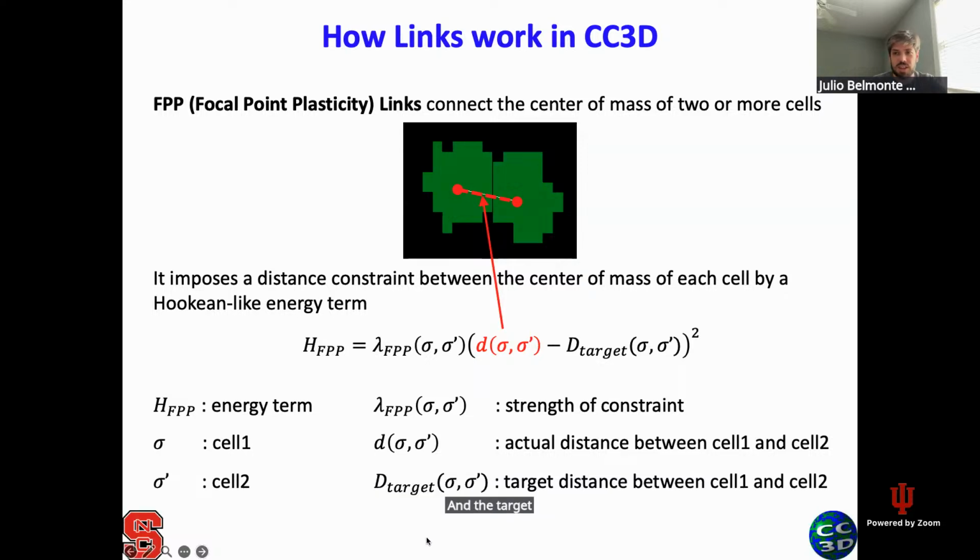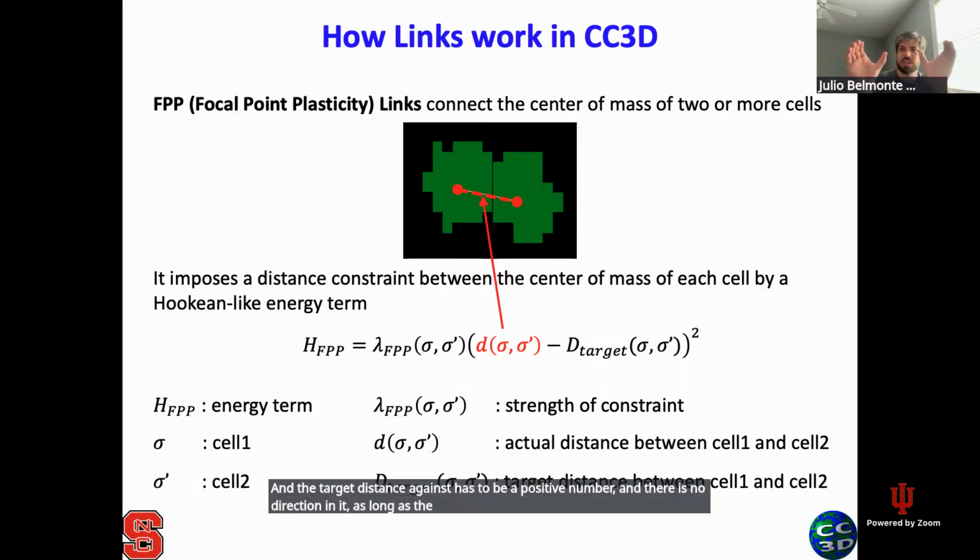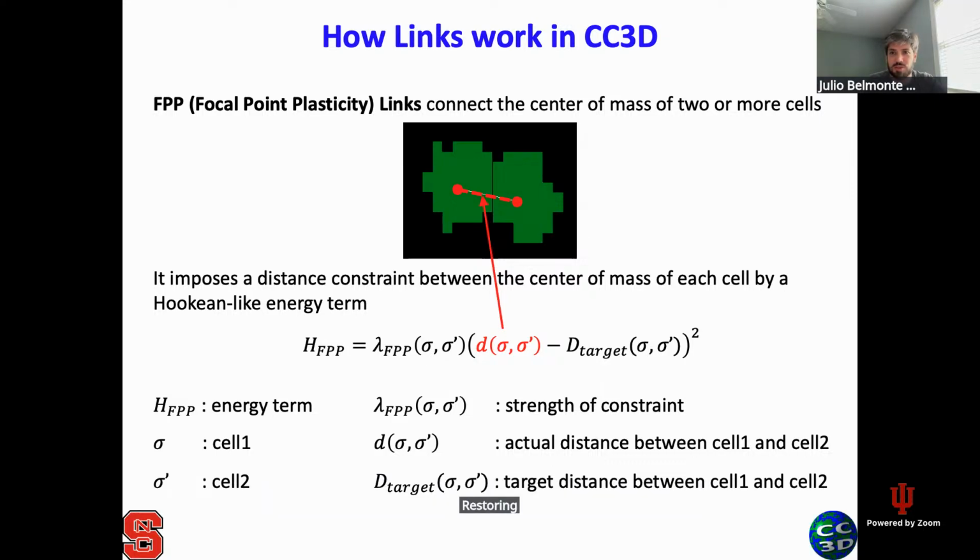The target distance again has to be a positive number, and there is no direction in it. As long as the centers of mass satisfy the condition, they experience zero force. If they are further apart or closer than they should be, there will be a restoring force that places the cells back in the correct position. So, does this make sense?